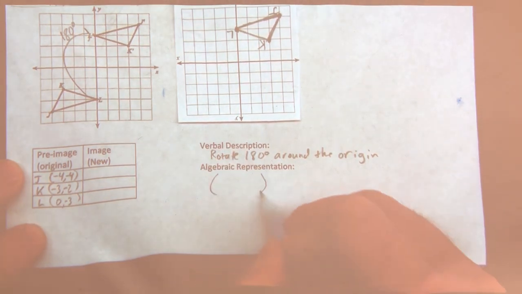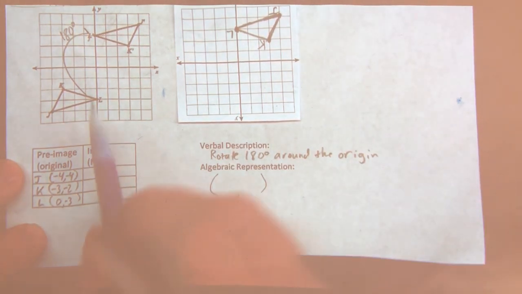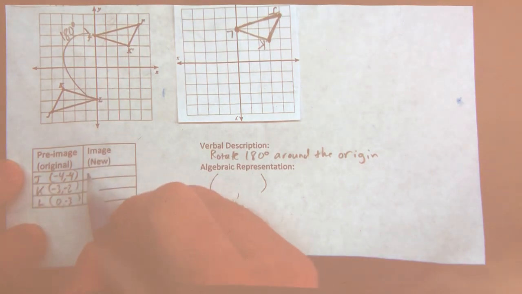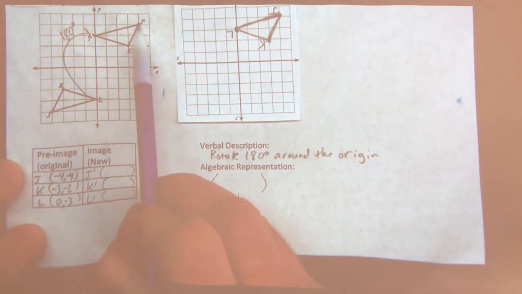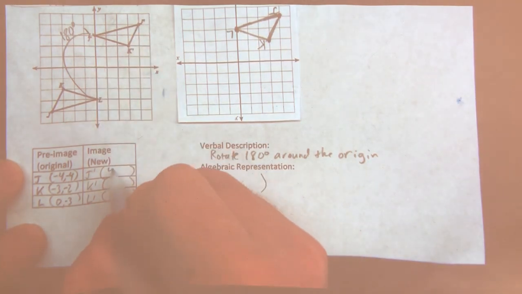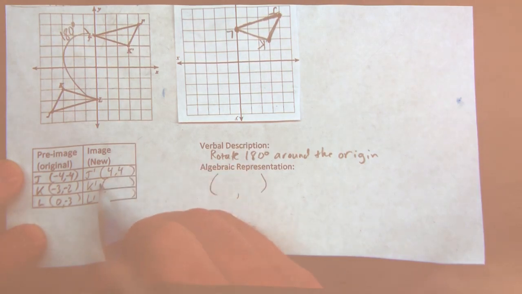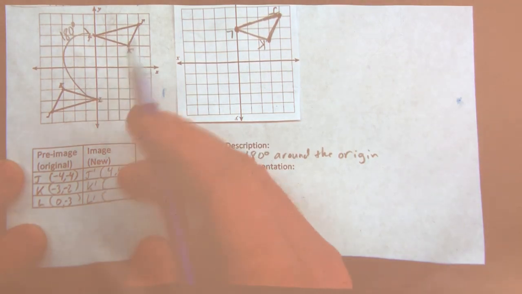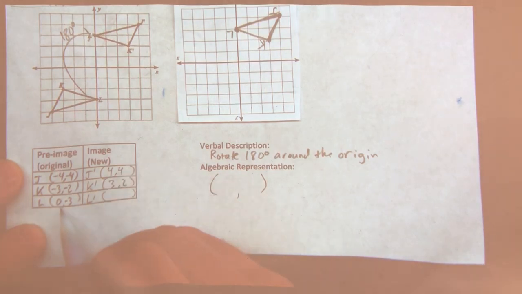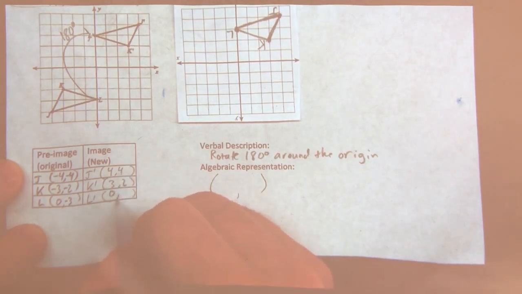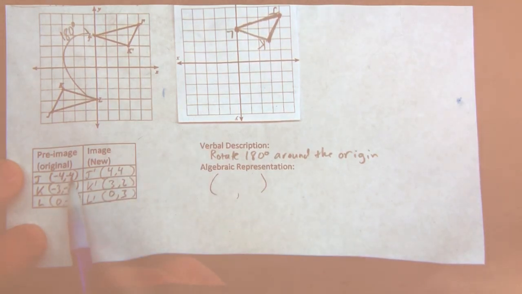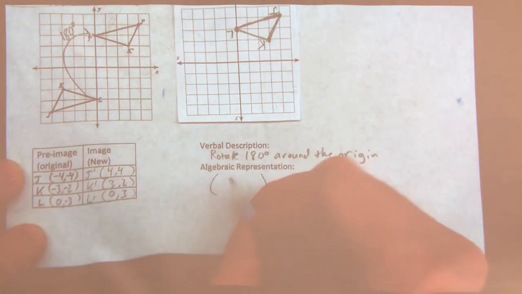And then the algebra expression for this, let's check out. So let's see where J prime ended up, K prime and L prime. So my J prime is now at 4, 4. And my K prime is at 3, 2. And my L prime is at 0, 3. So -4, -4 became 4, 4. -3, -2 became 3, 2. And 0, -3 became 0, 3. So we just switched all the signs.